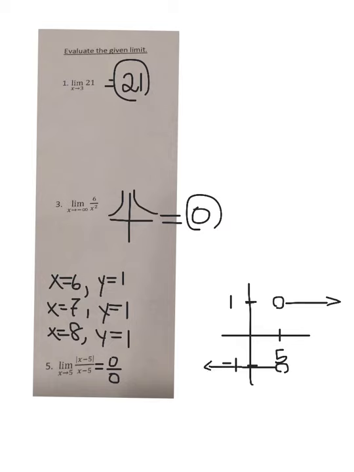Okay? All right, so now let's look at what happens. This is asking what is the limit as x approaches 5. Well, that means I have to come from the left and I have to come from the right. And these values don't match up. So for number 5, the answer is D and E.